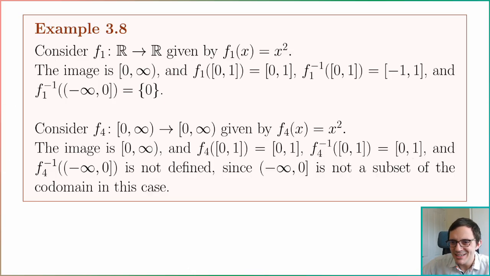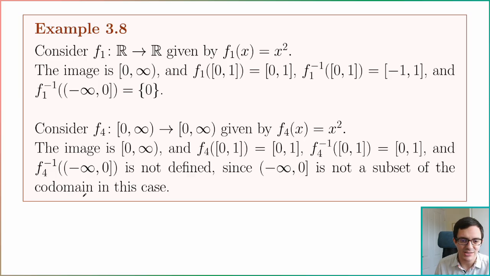So maybe you can see this question of whether the preimage of the image gets you back to the set you started with. That depends on the domain and the codomain. It's not just a question about squaring, it's also a question about the domain and the codomain, because your domain could include other values that are doing other things.